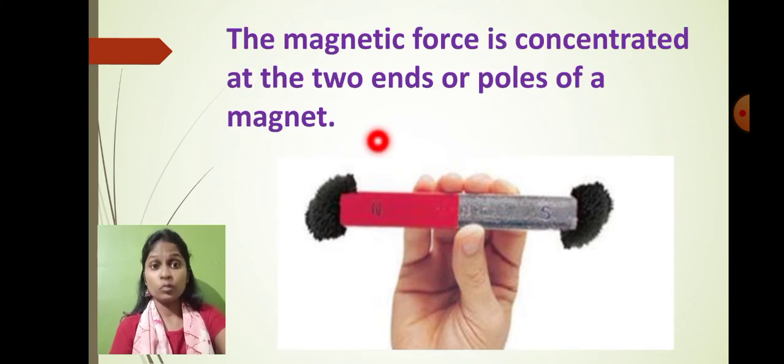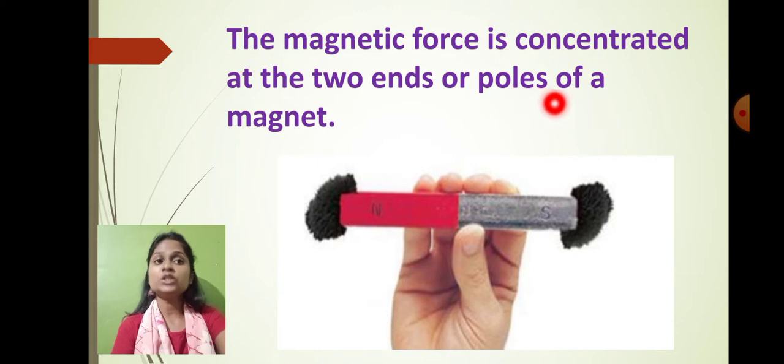Okay. And the second property of the magnet which we have learnt in the last lecture is that the magnetic force is concentrated at the two ends or the poles of the magnet. So in the middle portion, the magnetic force is not much. The magnetic force is maximum at the north pole and the magnetic force is maximum at the south pole. So the poles are rich in the magnetic force.